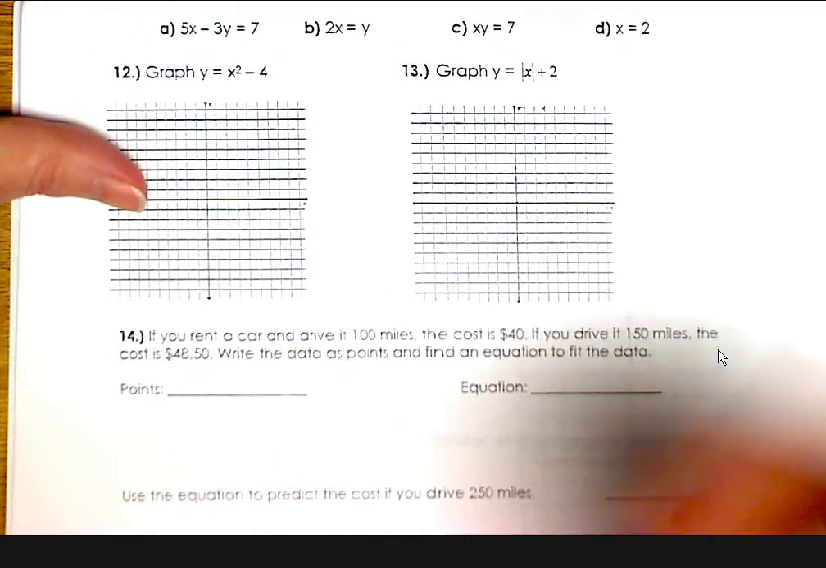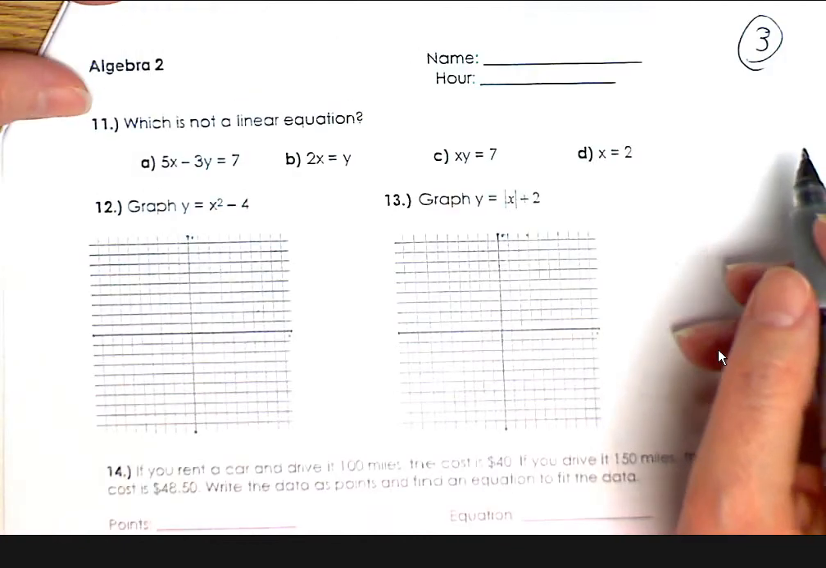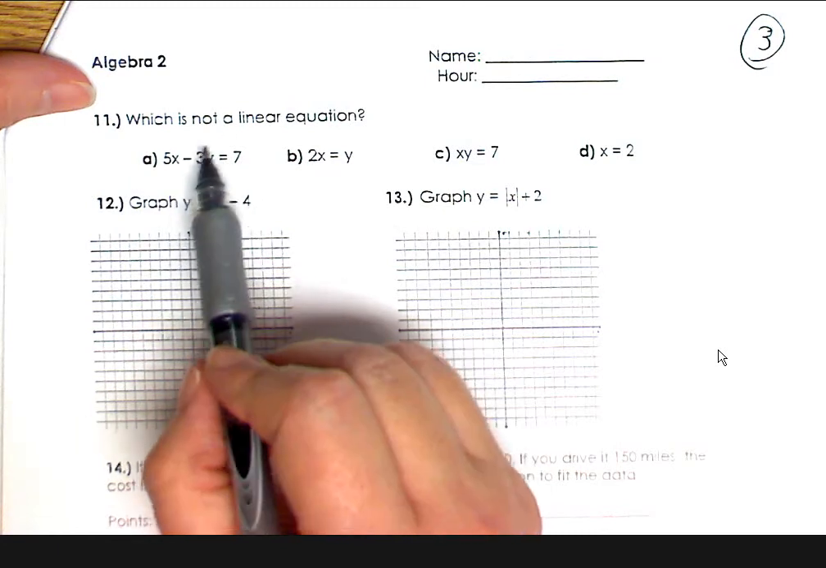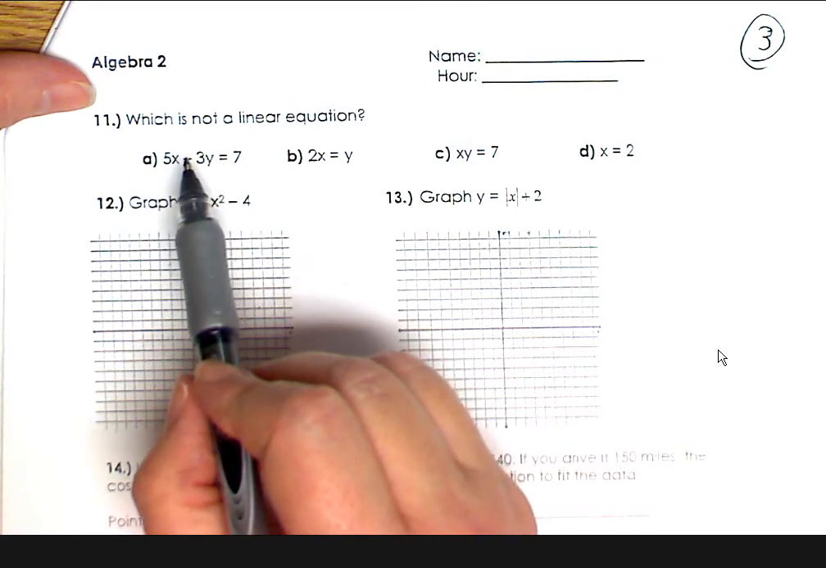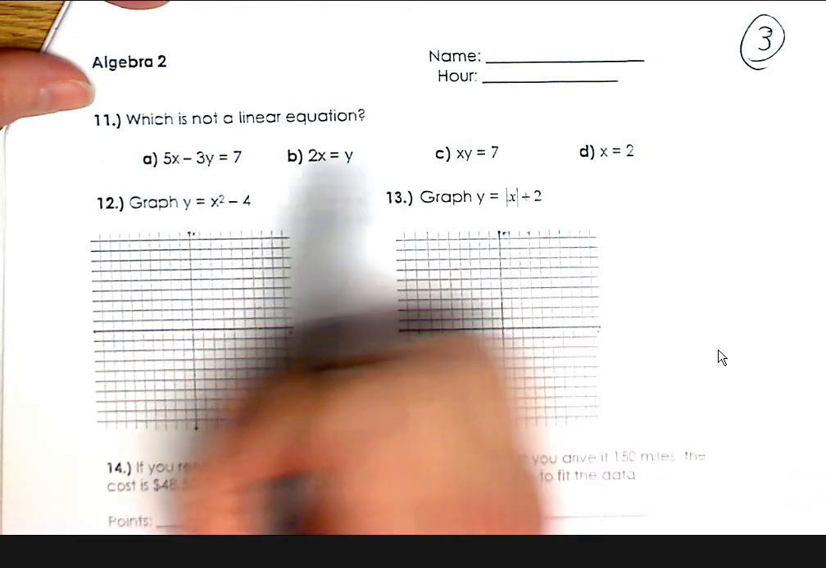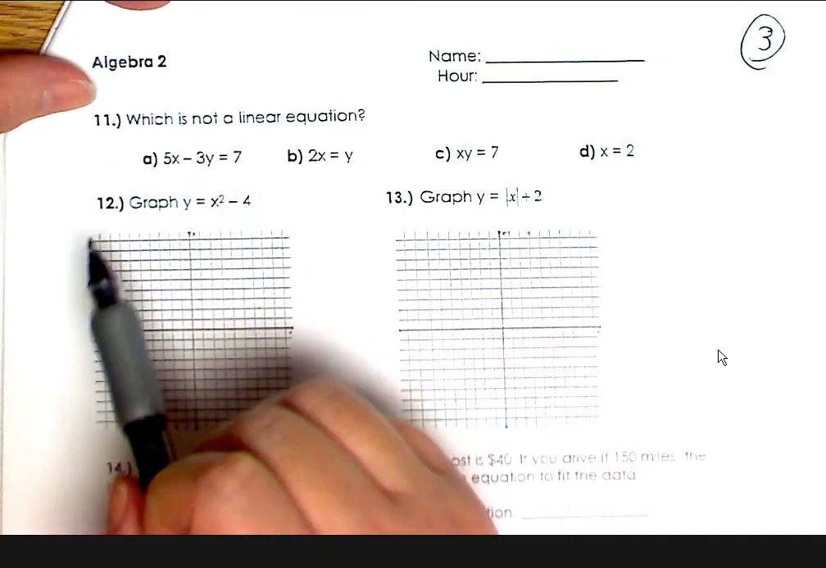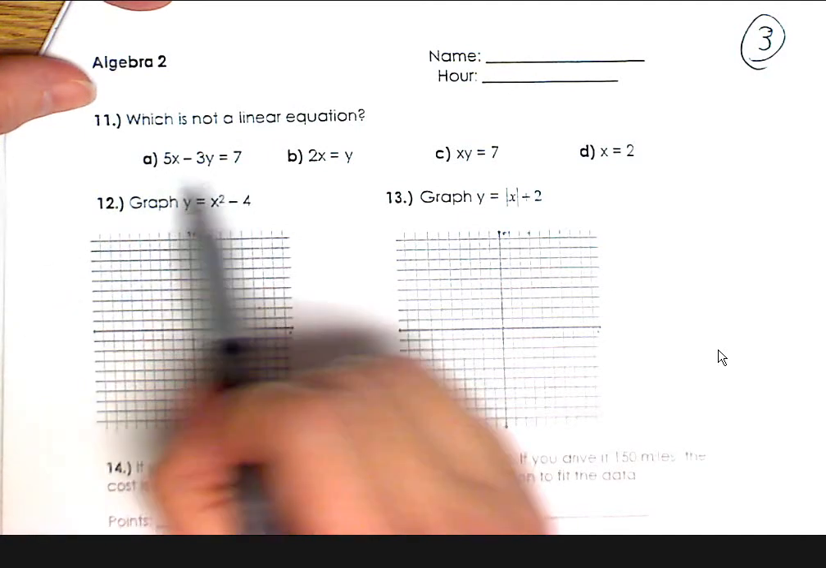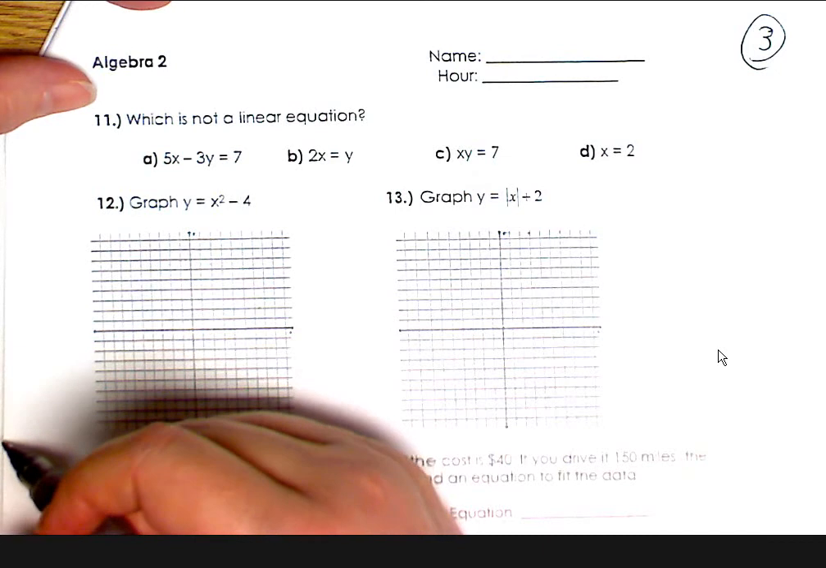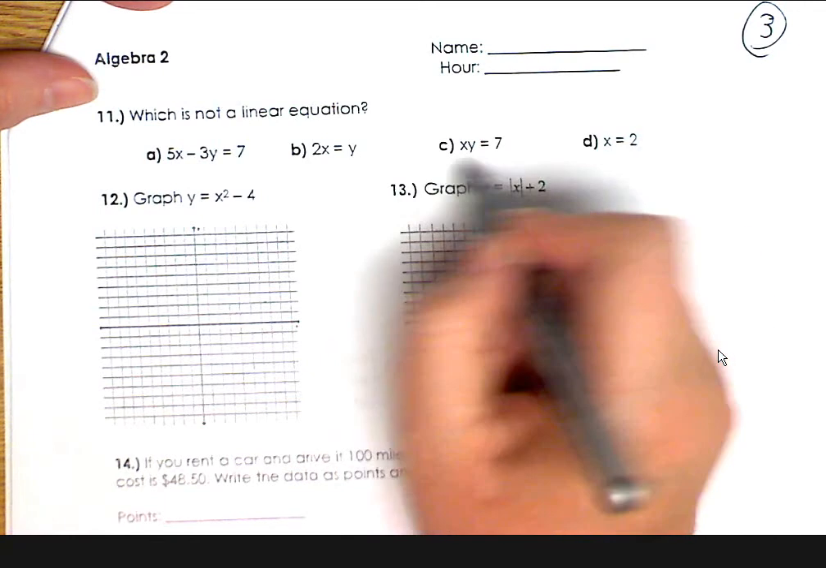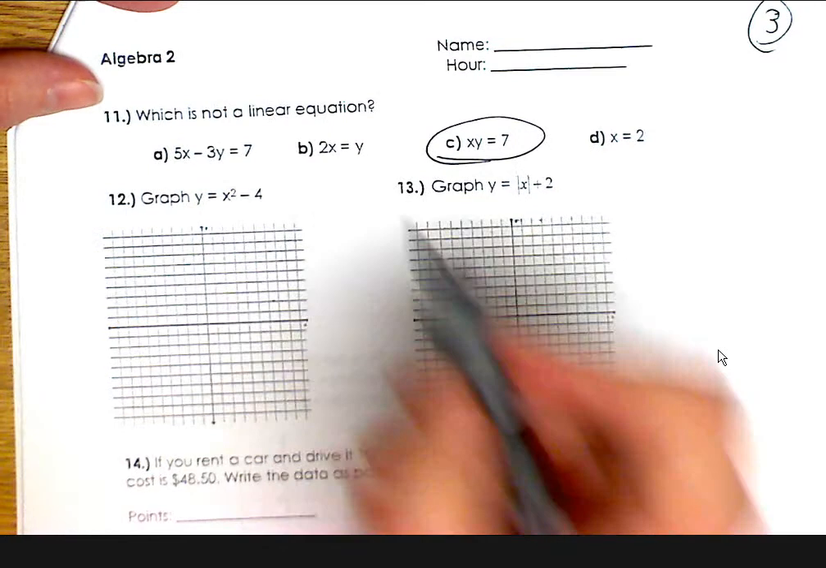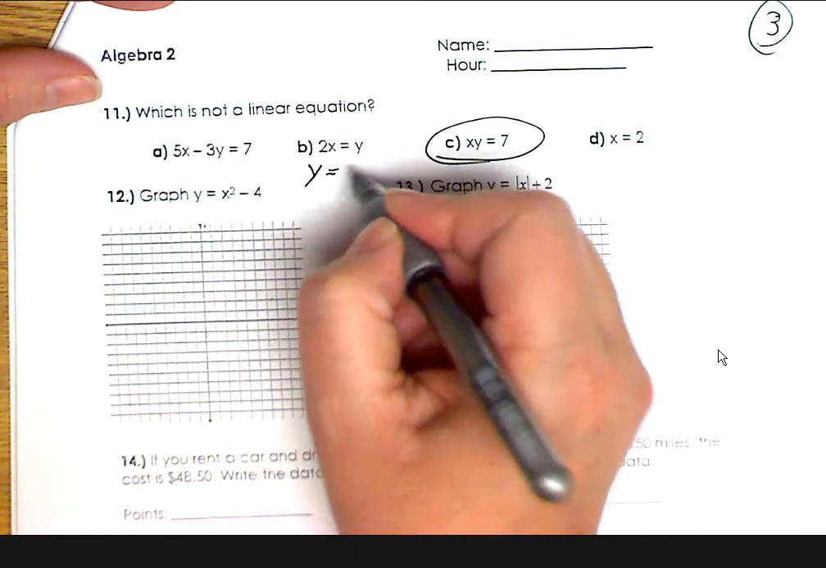Really quickly, ladies and gentlemen, whether you have it done or not, look at number 11. This is on your exam. Hopefully you guys get it all right. It's a quick one. You should be able to look at these ones and say which is not linear. Remember, non-linear means what is not a line. So look at these and tell me which one you think is not a line. Now there's only one. It's C. Because remember, this could be like y equals 2x plus 0.